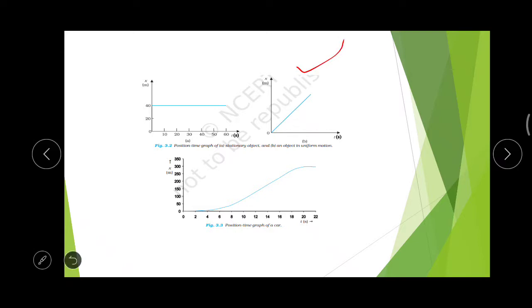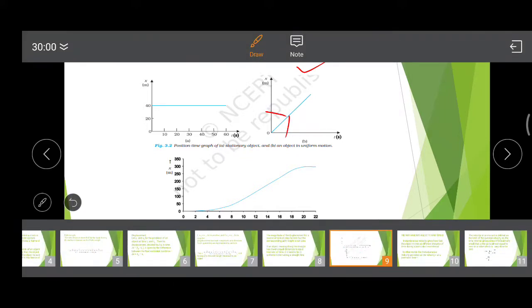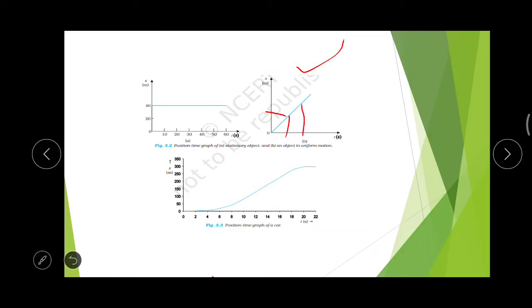You can see that for the first second the displacement is 1 meter. For the next 1 second also, that means a total of 2 seconds, it moved another 1 meter. So 1 second, 2 seconds, 1 meter, 2 meters. Likewise, if you take the values, you will get a graph almost like this.